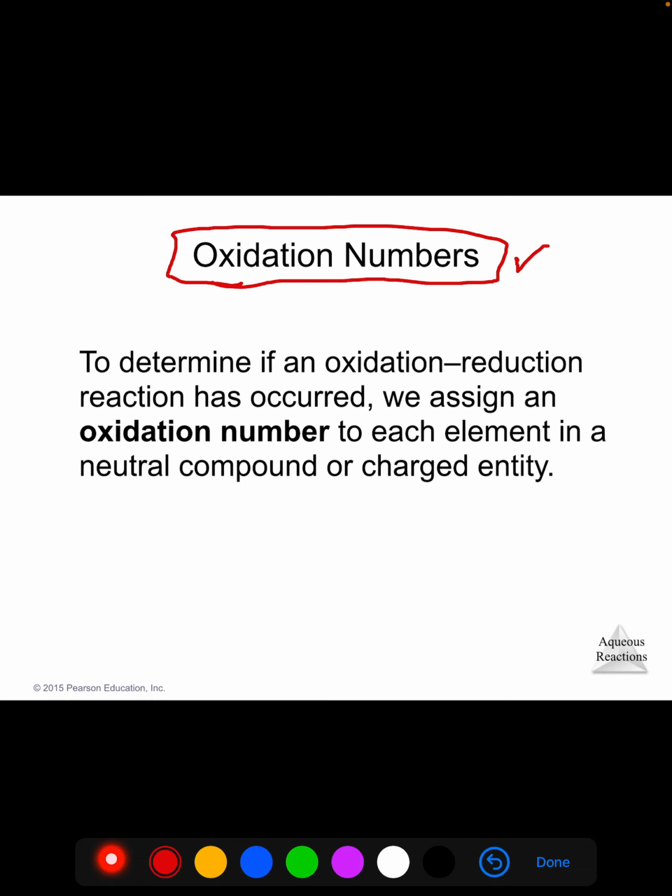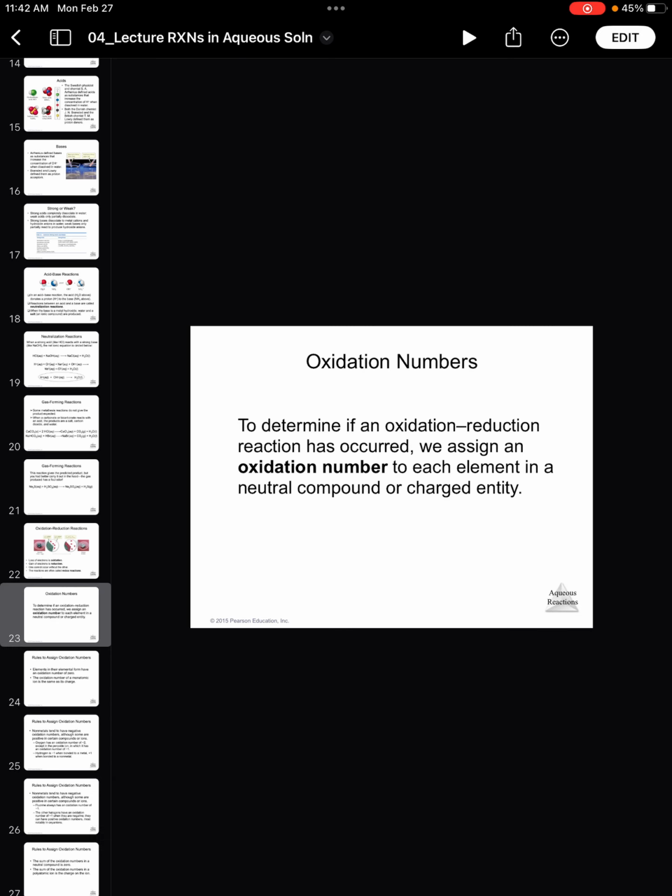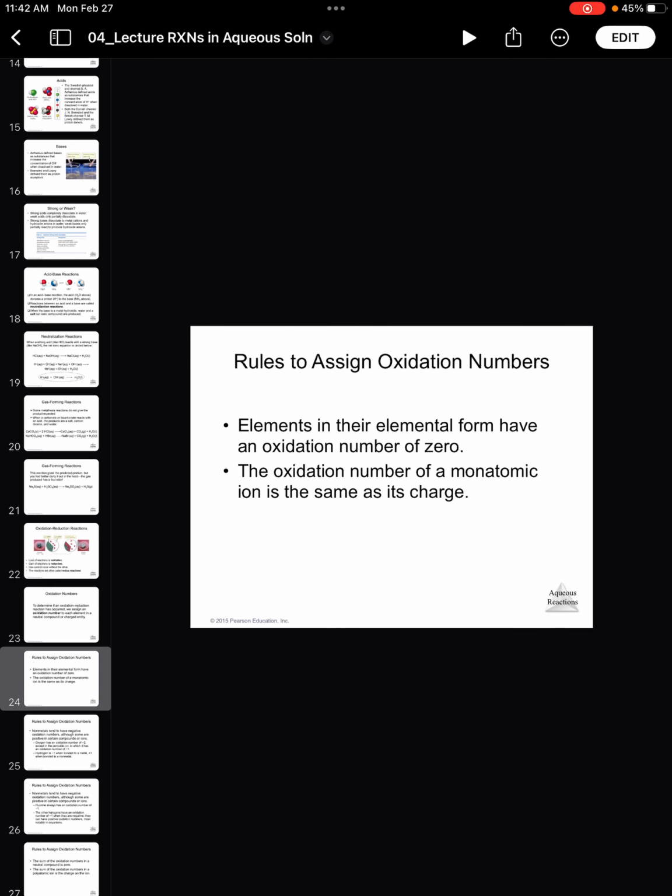I probably won't have you do this on a test. When we move on to electrochemistry, it may be a little bit more important, but this is a good way to tell if reactions changed and if it's an oxidation reduction reaction. So we're going to assign an oxidation number to every single element or atom in a compound, and not in a compound, but in a species.